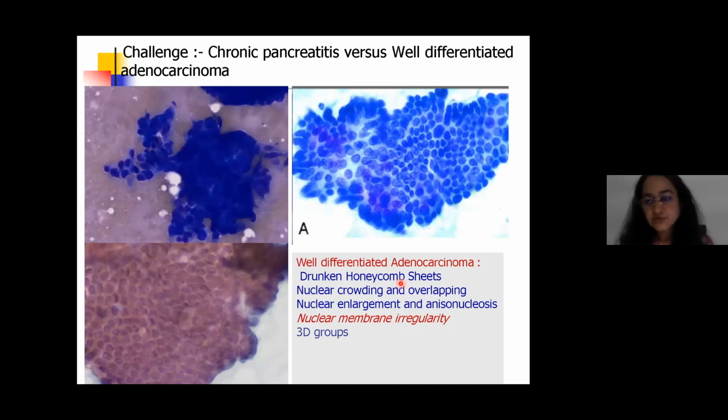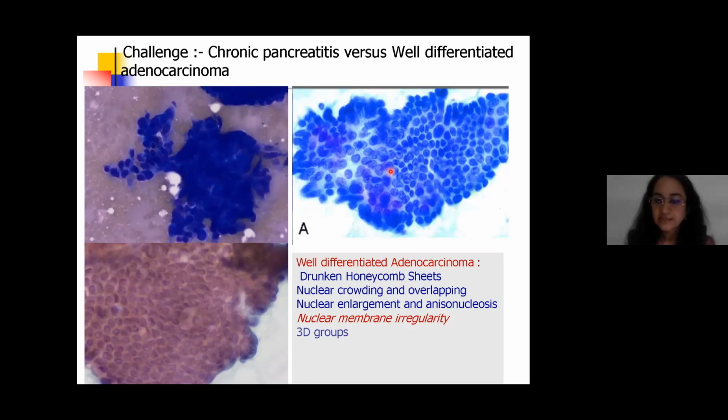The biggest challenge when you see such cases is to differentiate a well-differentiated adenocarcinoma from chronic pancreatitis. And we all know, who deal with pancreatic FNAs, this can be a real troublesome area and can give you sleepless nights at times.